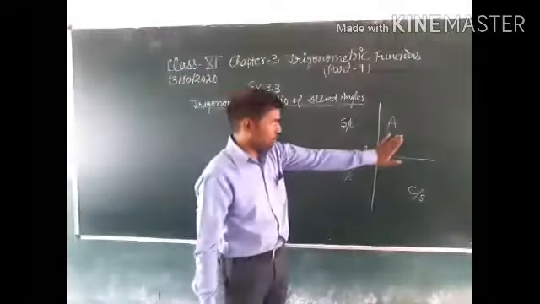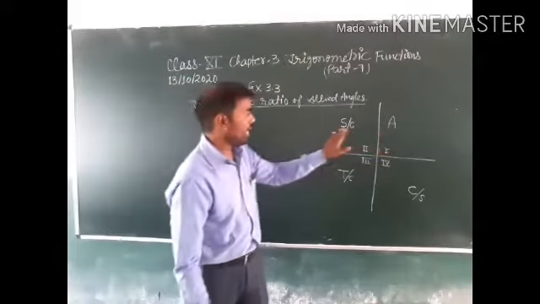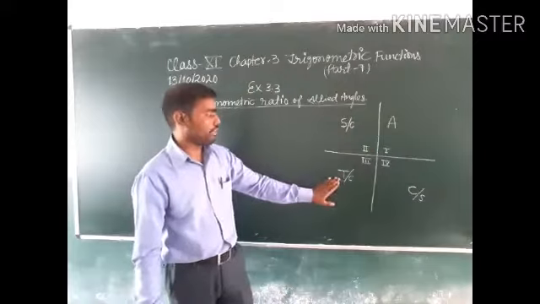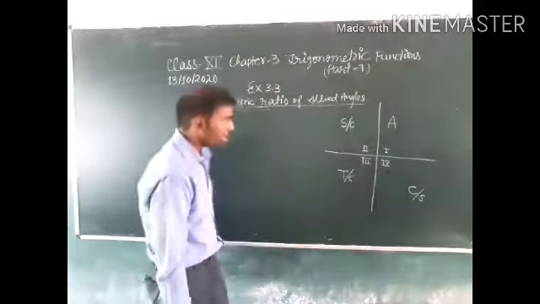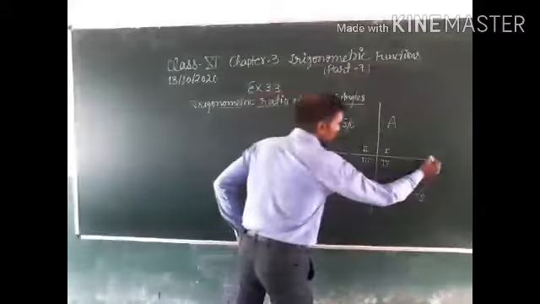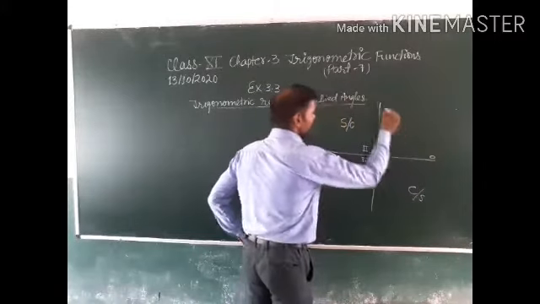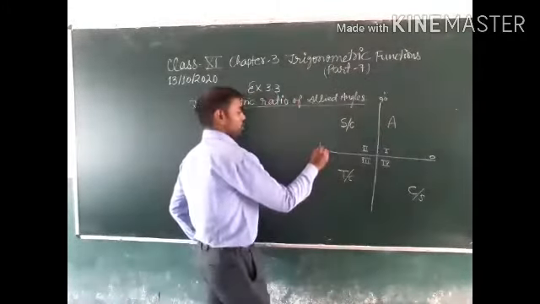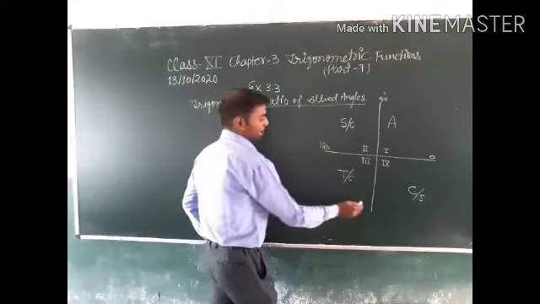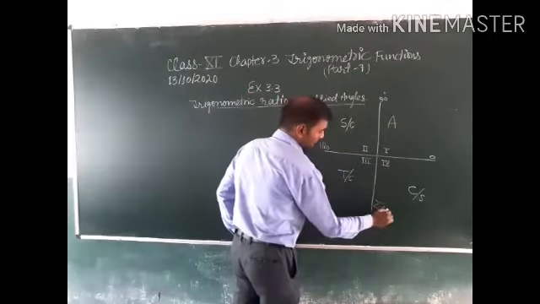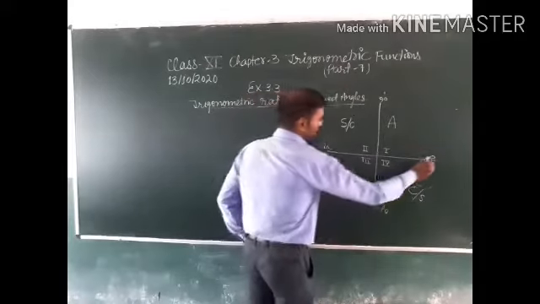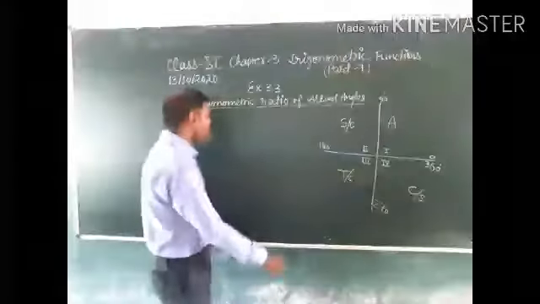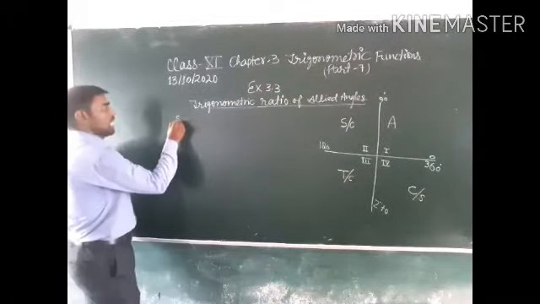So this is the brief introduction to ASTC, all students of 10th class. Also, this is 0. This is pi by 2, it means 90 degree. This is pi, it means 180 degree. This is 3 pi by 2, it means 270 degree. And this is 2 pi, it means 360 degree.